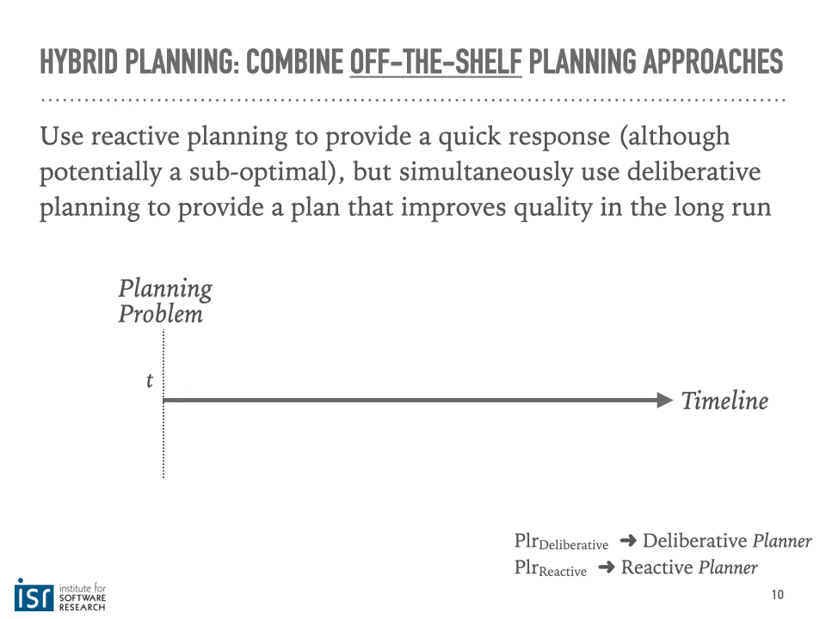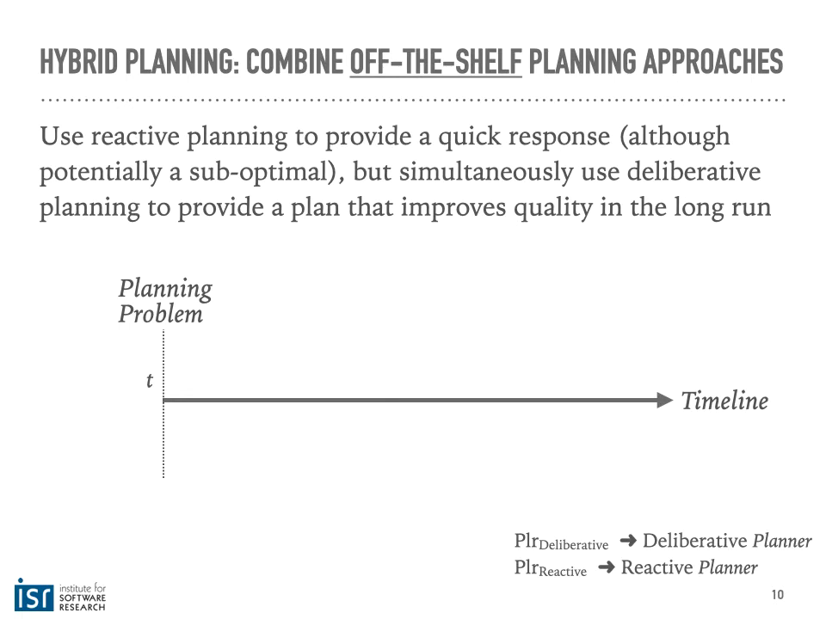Both the terms represent a component that takes a planning problem as an input and returns a plan. Hybrid planning uses reactive planning to provide a quick but potentially a suboptimal plan, but uses deliberative planning to provide a plan that improves quality in the long run.